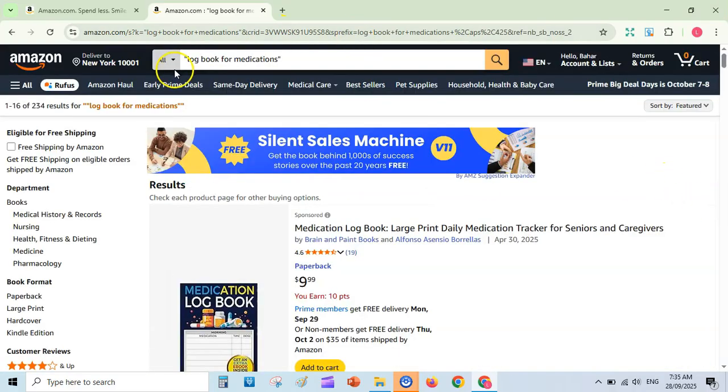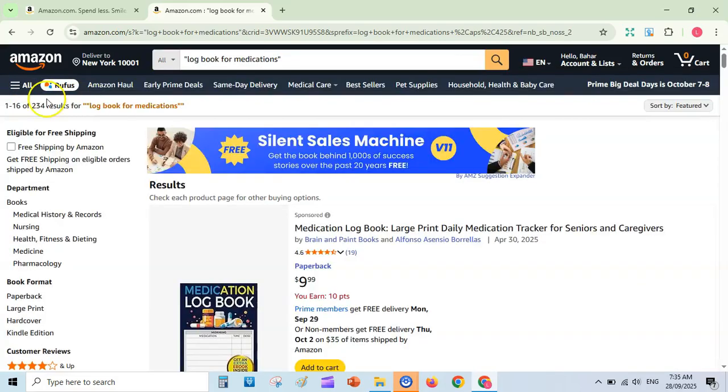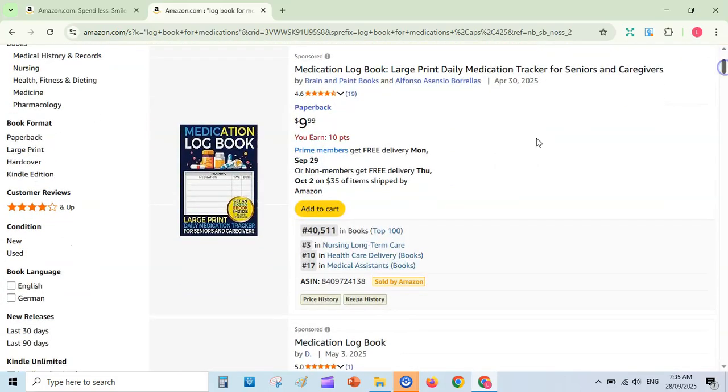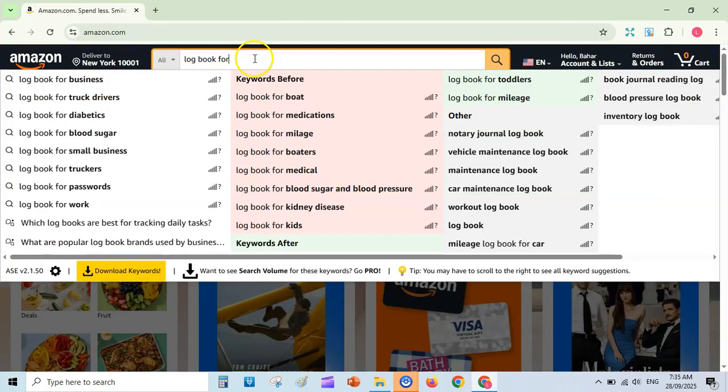Overall, this is a very good niche, I think. Even though the competition looks high on the surface, if you look for the exact match, there is a very low number of titles here. Number of sales or BSR suggests that people are looking for that. So that could be a very good niche. Logbook for medication. Let's see another one.